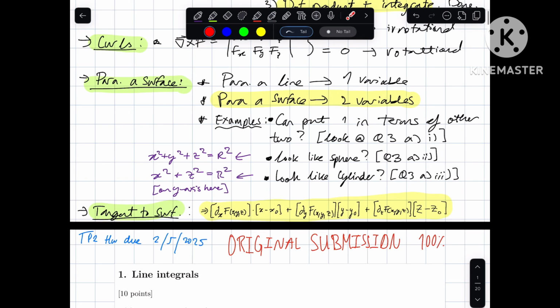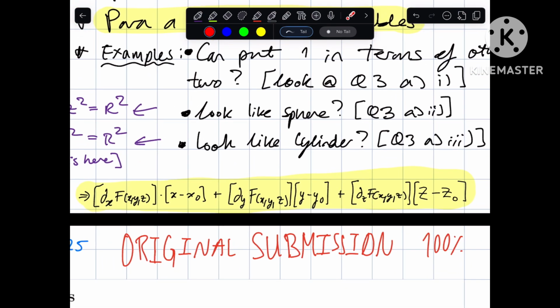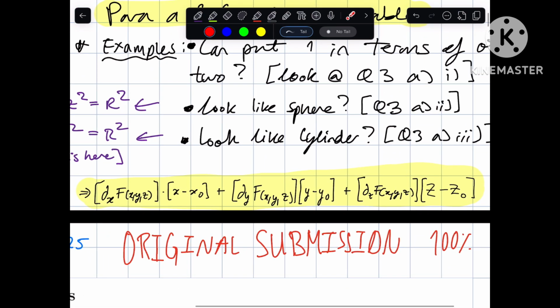And the last question was how to calculate the tangent to a surface, and it's using this formula right here. You can search it up. This is just a formula. You have your vector function and your points, and you just sub it in. Anyway, that's it for homework 3.